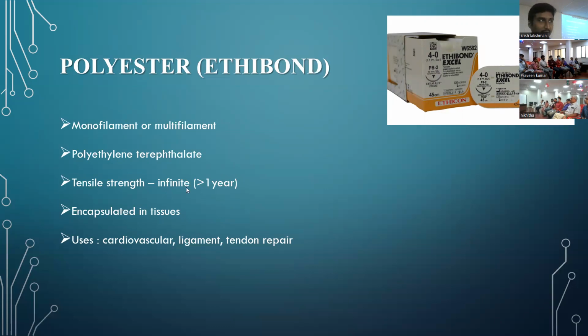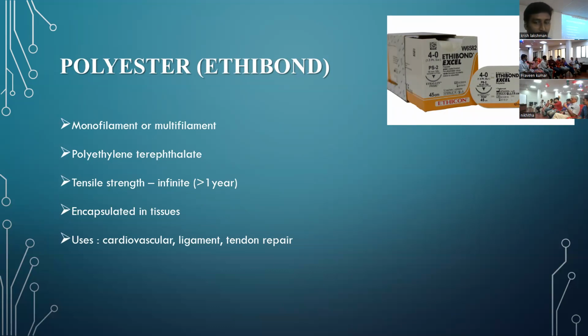Can you tell us where we use Ethibond as compared to Ethilon? What is the advantage of Ethibond versus Ethilon? I'll even give you the answer. Ethilon is monofilament, Ethibond is multifilament. It is available as monofilament, but more or less what we use is multifilament. And second, of course, here the memory is very low as compared to Ethilon.